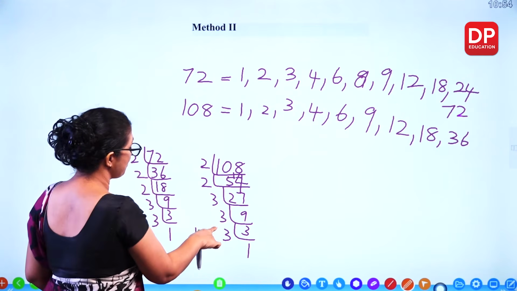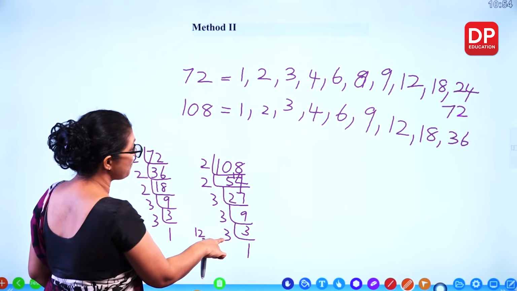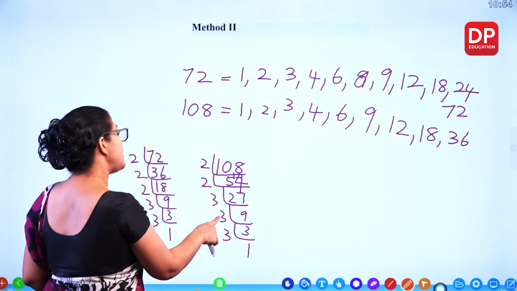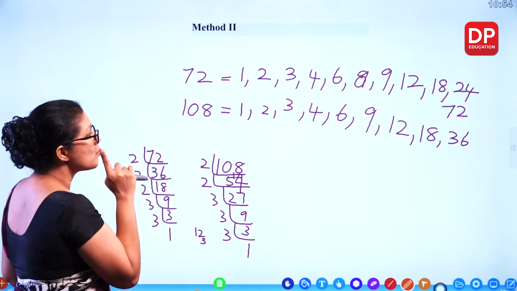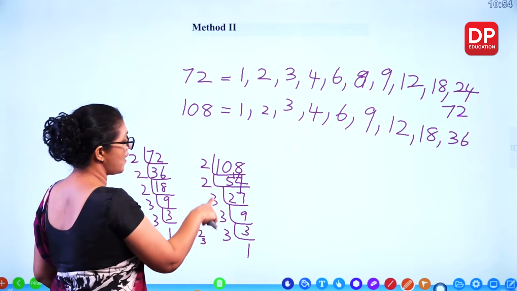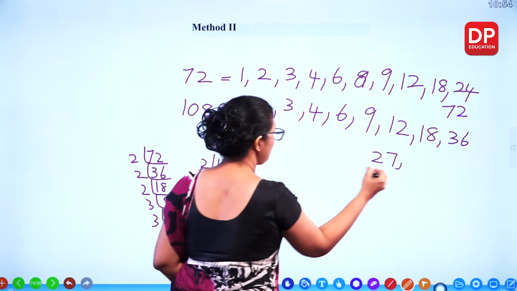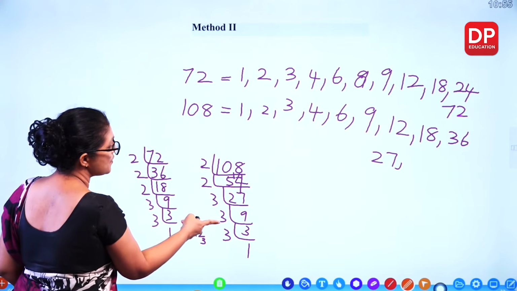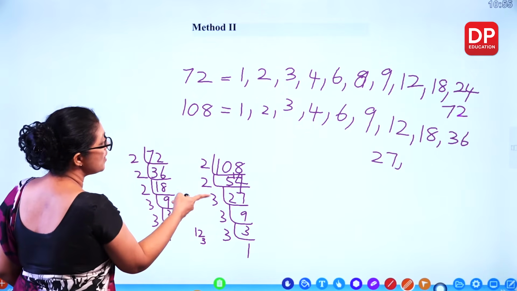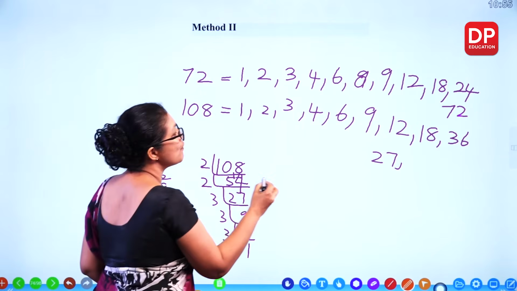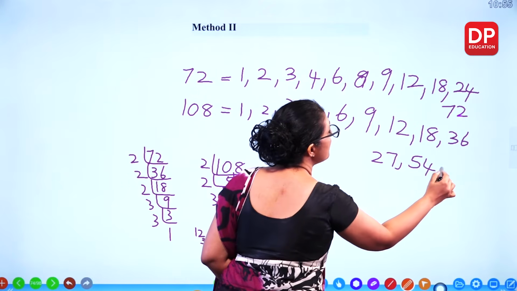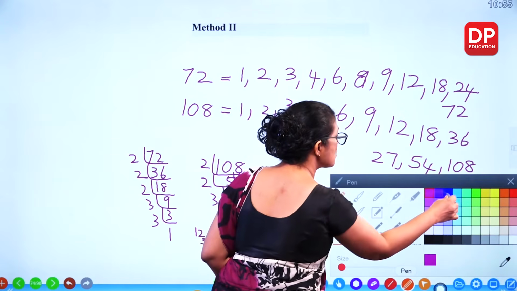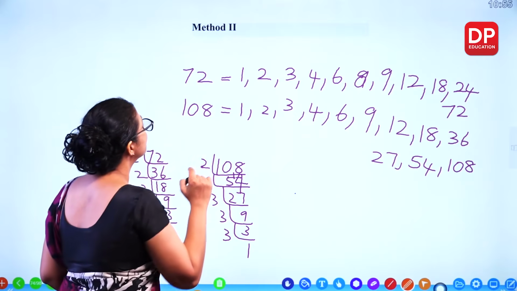And 108 is the other one. 3 times 3, 9. 9 times 3, 27 is also a factor. This way, 3 times 3, 9. 9 times 3, 27. 27 times 2, 54. And then 108. Now, when you take all the factors, what are common?